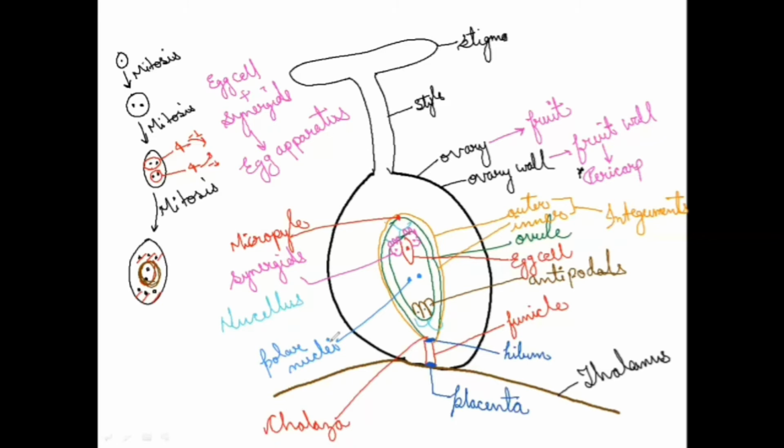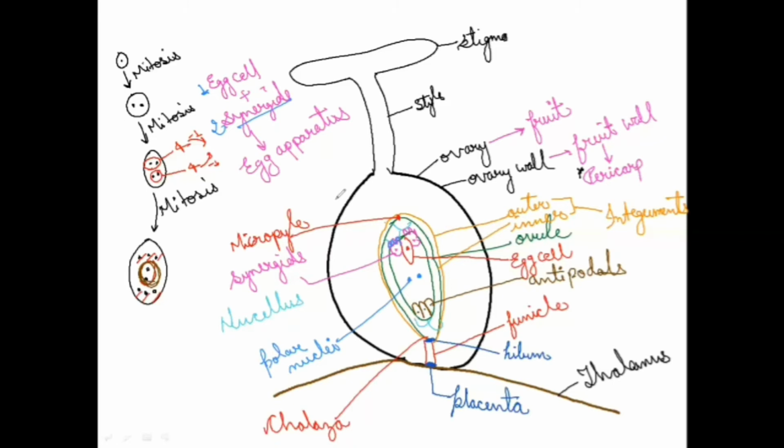Clear? So this is one complete embryo sac which is going to have one egg apparatus which consists of one egg cell and 2 synergids. These synergids have these finger-like projections, which I drew like this. These finger-like projections actually give the direction. They invite the pollen tubes into the synergids.